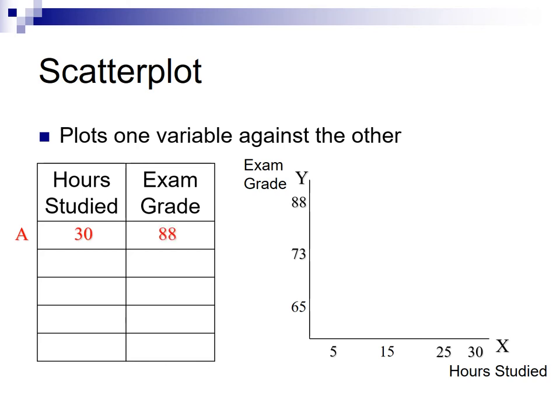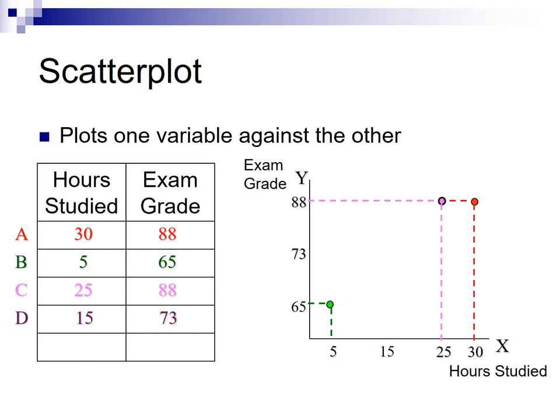So for the first student, student A studied 30 hours and received 88. Therefore, we find 30 on the x-axis and 88 on the y-axis, then the red dot presents student A's score. Student B studied 5 hours and received 65. 5 hours on x-axis, 65 on y-axis, and the green dot presents person B's data. Person C studied 25 hours, received 88, that's purple.